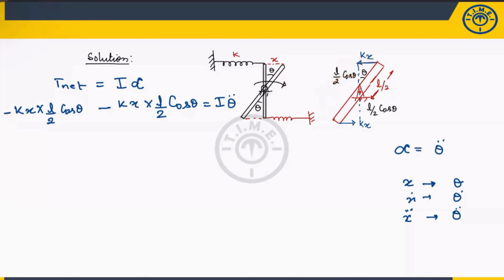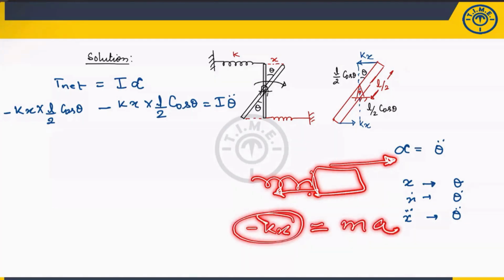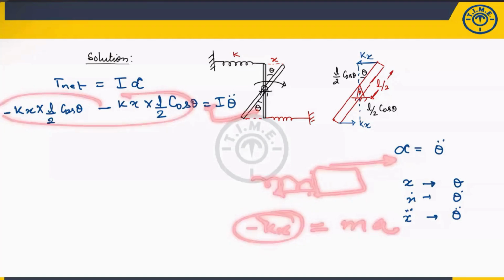For example, if you see the previous case also, there is a spring and a mass block. You are giving the motion in this direction, but the spring force is acting here. That's why I have taken minus of kx. The net force is equal to mass into acceleration. So the net torque is equal to I into alpha.